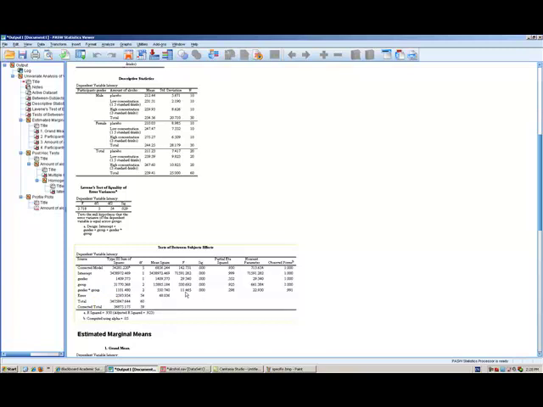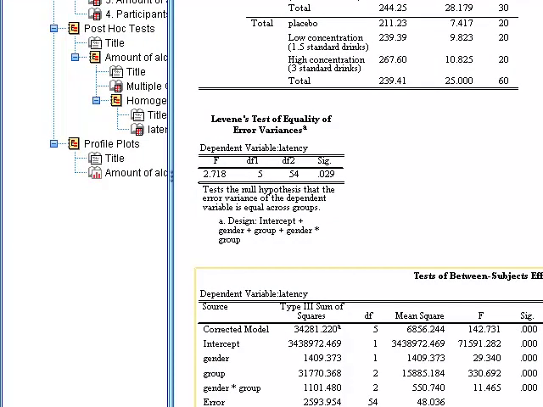We find F with 2 and 54 degrees of freedom equals 11.46. P is less than 0.001. So there is a significant gender by group interaction. And that accounts for partial eta squared 0.30, rounding up, of variance. And the observed power there is in excess of Cohen's 0.8, it's 0.99, so it looks like a highly reliable result. So we would report that, then we would look at whether or not there was an effect of gender by itself.